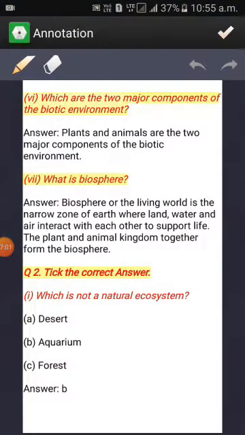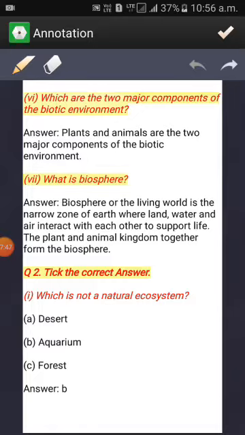Question number 6. Which are the two major components of the biotic environment? You should be knowing that bio means living. So you will now understand what are the components of the biotic environment. So we will write, plants and animals are the two major components of the biotic environment. That component of the environment which includes living things. So we can easily say that we can classify the biotic environment into two categories, that is plants and animals.